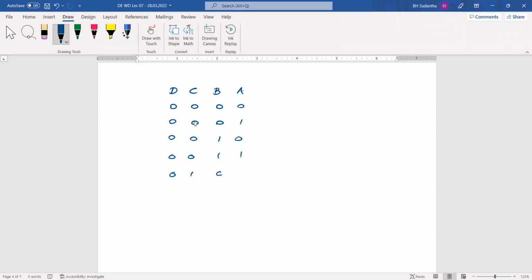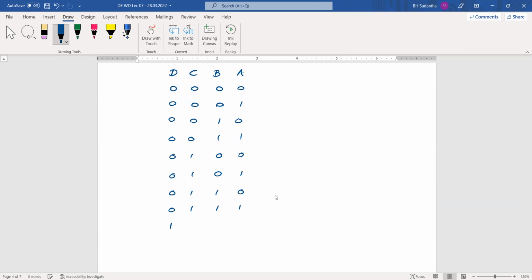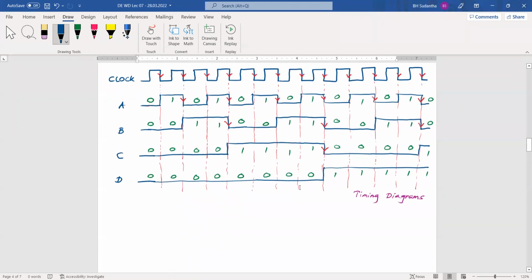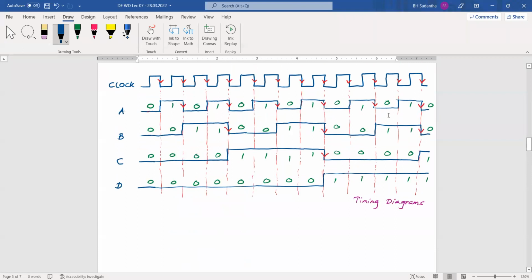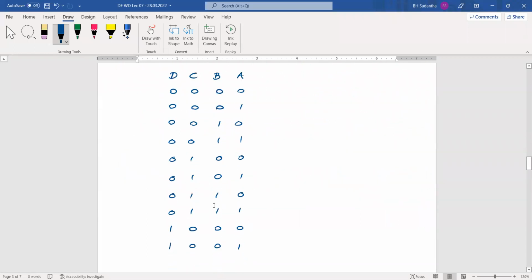Then 0, 1, 0, 0. 0, 1, 0, 1. 0, 1, 1, 0. 0, 1, 1, 1. Okay. After that, we have 1, 0, 0, 0. And 1, 0, 0, 1. Then 1, 0, 1, 0. Then 1, 0, 1, 1. 1, 1, 0, 0. 1, 1, 0, 1.